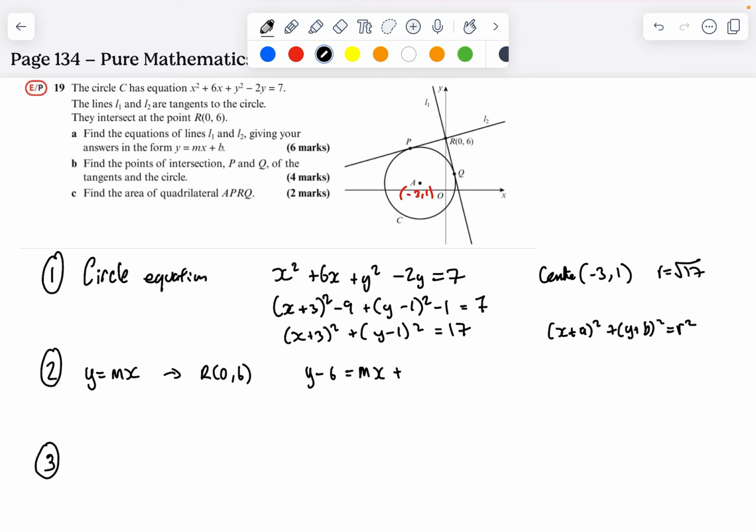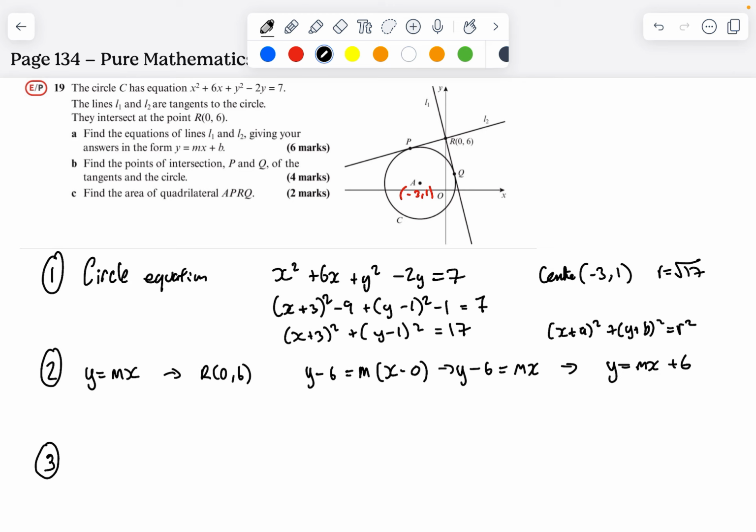M times x minus 0. Okay, remember y minus y1 is m times x minus x1, and we've substituted our point. So now we just rearrange that. So y minus 6 equals mx, and therefore y equals mx plus 6. Great. Okay, so now we've got an equation. We've got a general equation for the tangent.